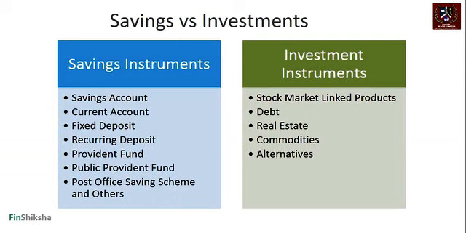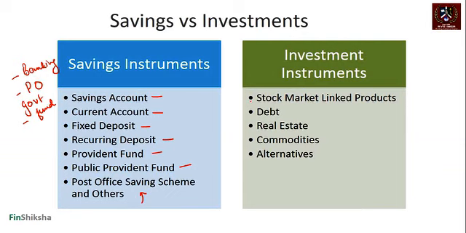Now, broadly, the kinds of instruments that people typically use for savings are primarily going to be banking instruments, or post office instruments, or some sort of a government fund, right? These are the three categories. So for example, you could have a savings account, a current account, a fixed deposit, a recurring deposit. Then you could have an employee provident fund, a public provident fund, and then post office savings schemes and others. These are all schemes that are available in India, right?